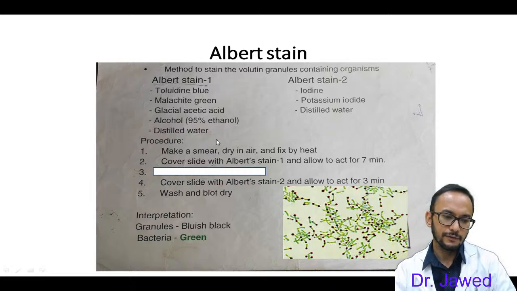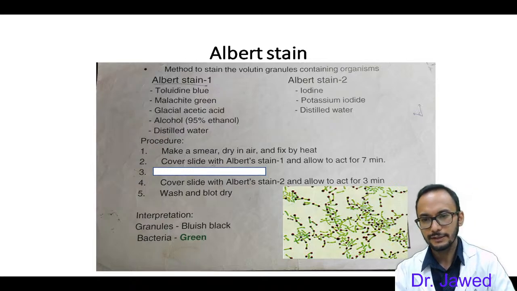Like I have told you earlier about making the smear, similarly in that way we'll make a smear, air dry it and fix it by heat. Then after that we'll put the Albert stain 1, which consists of the dyes, and allow it to act for 5 to 7 minutes. We'll keep it for 5 to 7 minutes. After that we'll pour off the stain.